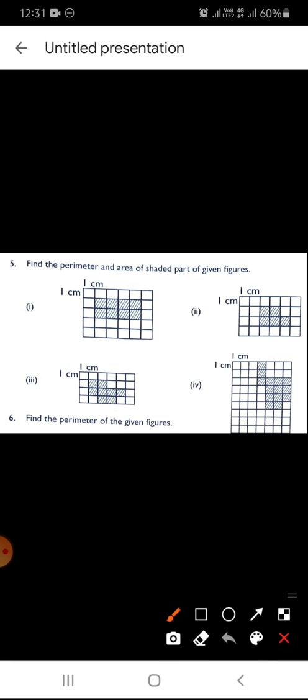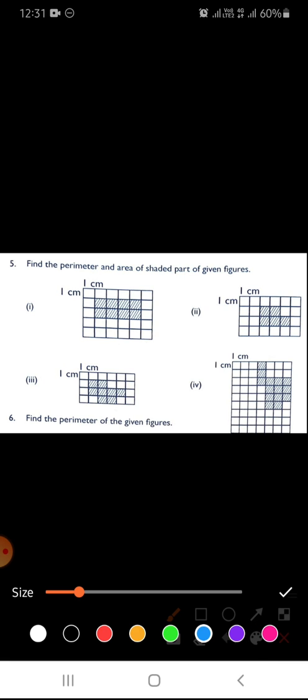Now question number 2 also we have done. Question number 3, question number 4, all the questions we have already done. Now we are on question number 5. Today we'll start with question number 5 of your maths workbook, page number 72. Okay, now let's begin. As you can see here, it is question number 5.